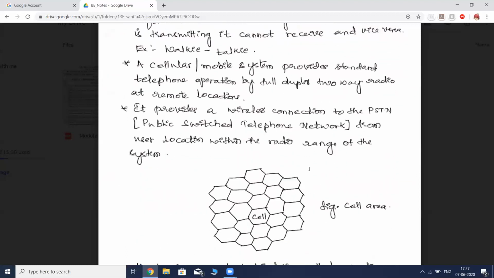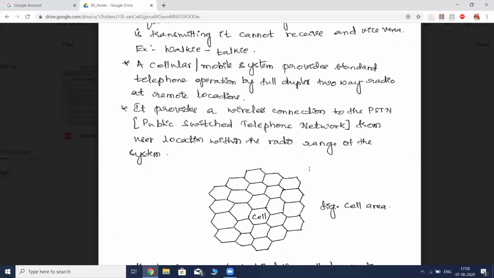Now, in a cellular or mobile system, we need to see how the mobiles communicate with each other. This cellular mobile system is going to provide us full duplex, that means two-way communication, to all the remote locations.